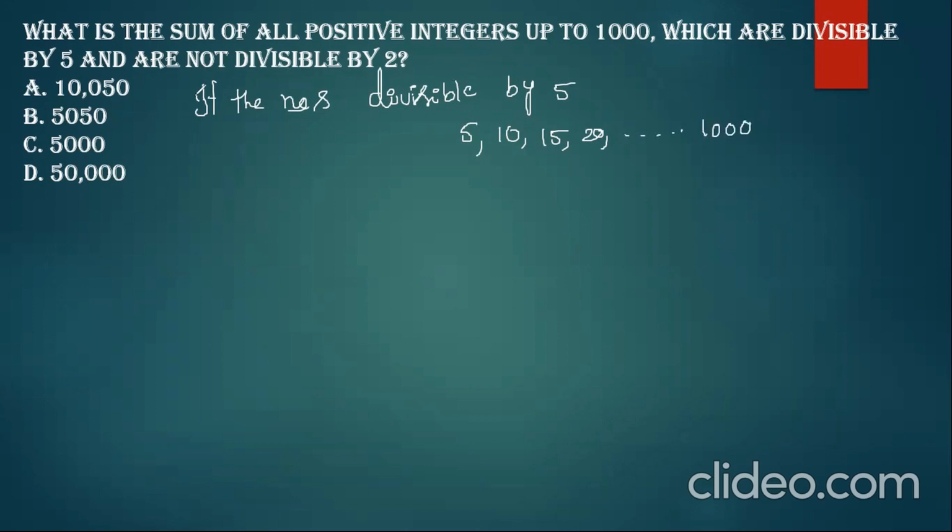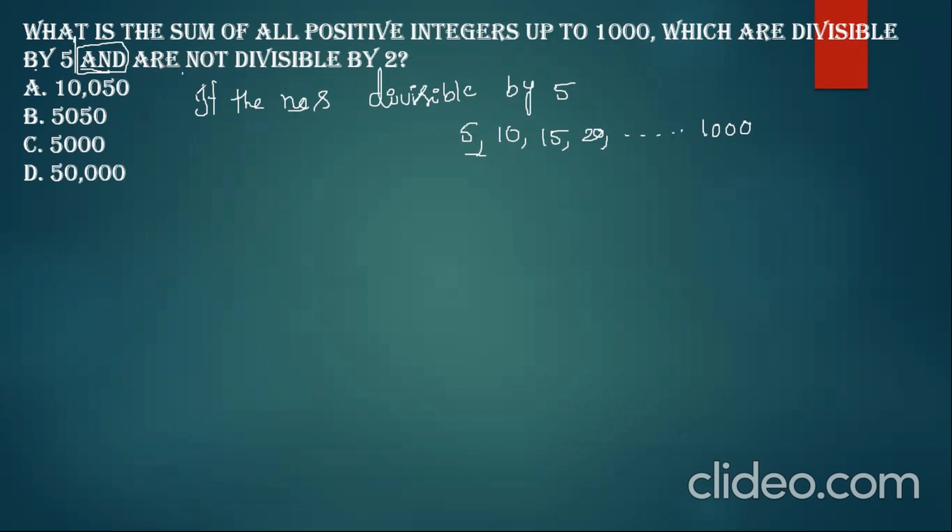But what about the other condition here? This is very important. These are the two conditions combined for the question: divisible by 5 and not divisible by 2. So this is our series when you take the problem up to this point. Now, if you consider the next part of the question, what happens?